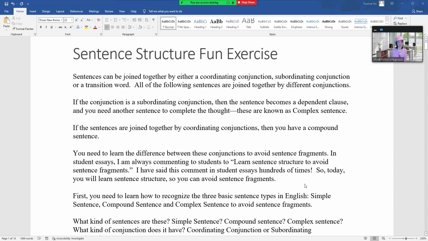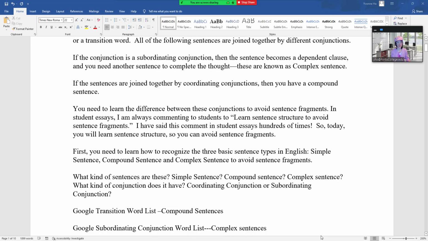In student essays, I am always commenting to students, learn sentence structure to avoid sentence fragments. I have said this comment in student essays hundreds of times. So today, you will learn sentence structure so that you can avoid sentence fragments. So first, you need to recognize the basic sentence types in English: simple sentence, compound sentence, complex sentence, to avoid sentence fragments.